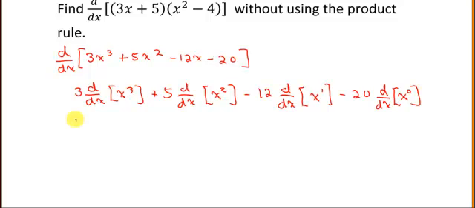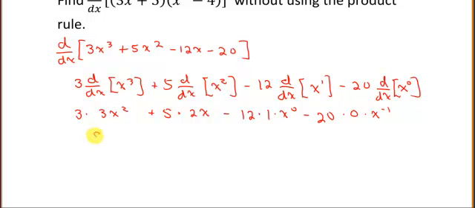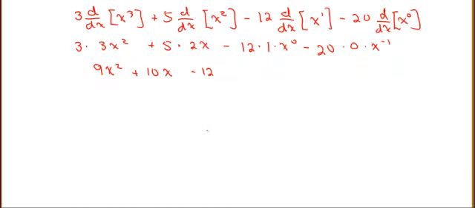Using the power rule, this would be 3 times 3x squared plus 5 times 2x minus 12 times 1 times x to the 0 minus 20 times 0 times x to the negative first. And of course, this would be 9x squared plus 10x minus 12 minus 0. So this would be the derivative. All right, maybe we'll make a copy of that to keep in mind.